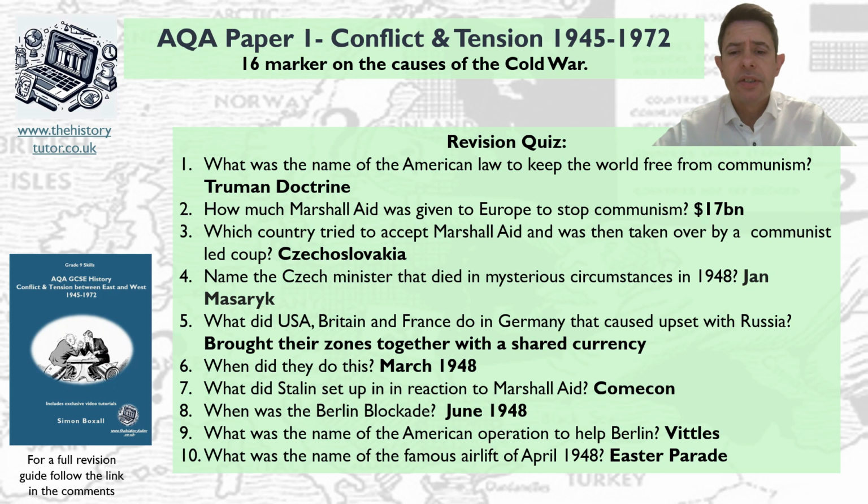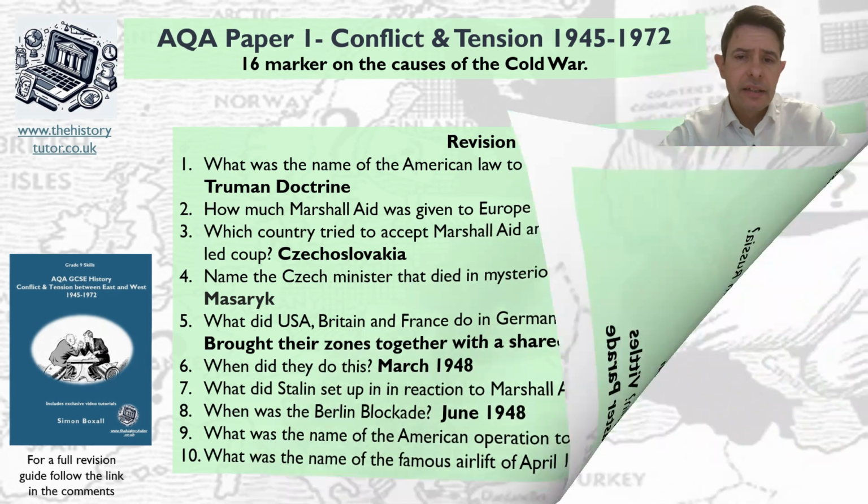What was the name of the famous airlift of April 1948? They had a big airlift in April 1948, a real show to the Russians that West Berlin would remain free, and this was called the Easter Parade, where huge amounts of planes flew in over the Easter time period to supply West Berlin. And shortly after this, Stalin gave up and realized that West Berlin could not be taken.